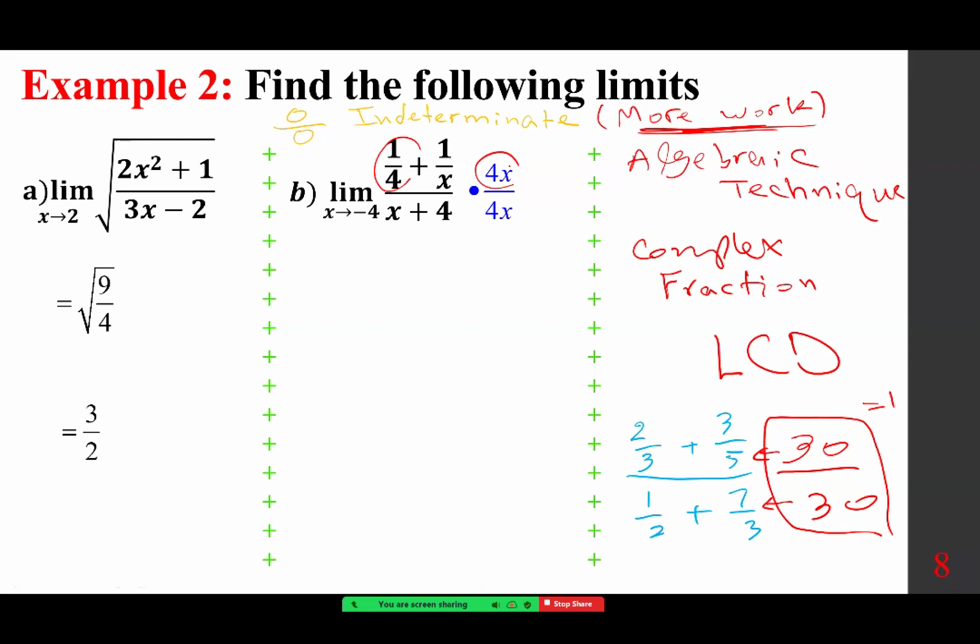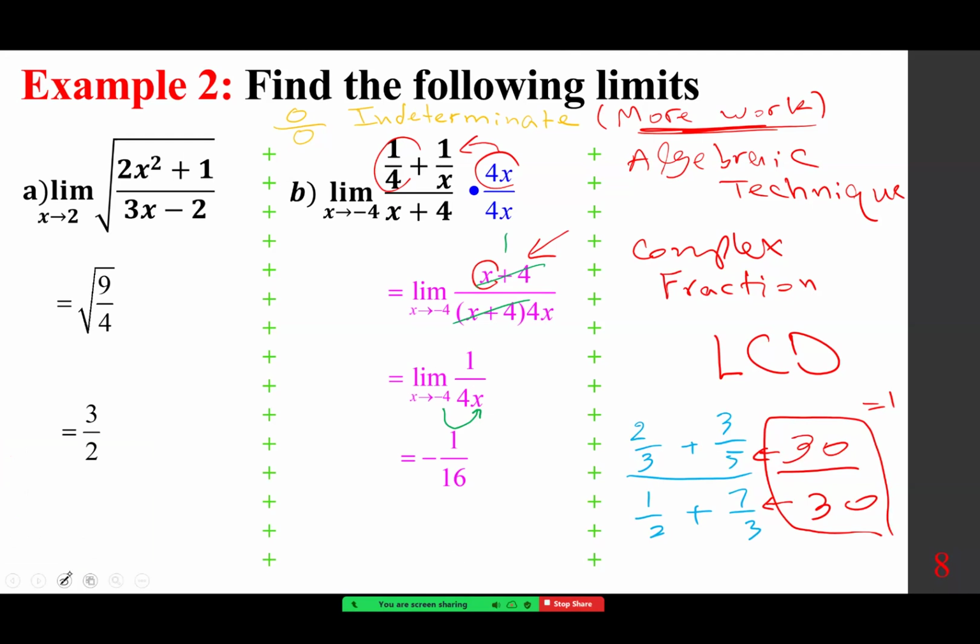is x, and these two is 4. So the product of those two is x. The product of 1 over x and 4x is 4. Now, as you can see, x plus 4 cancels out x plus 4. You plug in, and the final answer is negative 1 over 16.